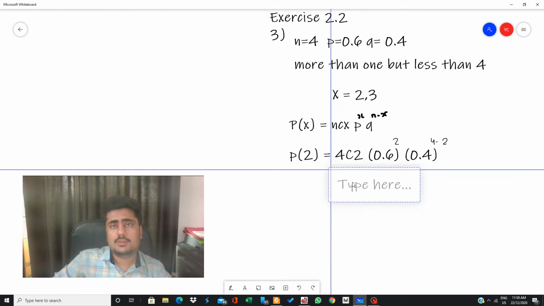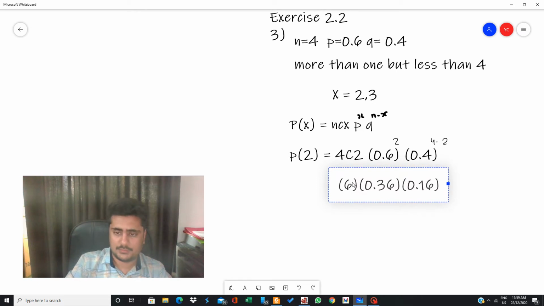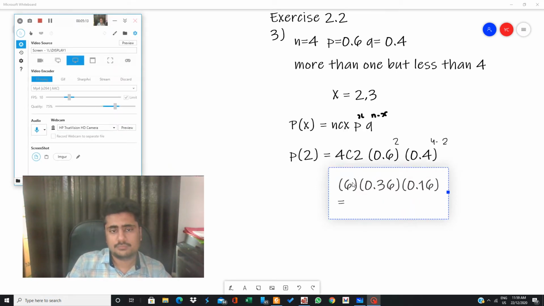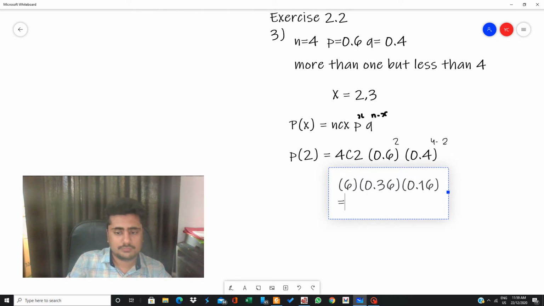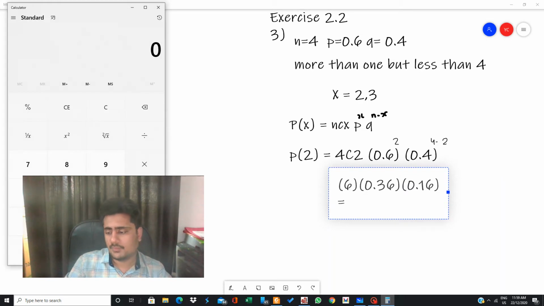Now what is 4C2? 4C2 is 4 into 3 is 12, 12 by 2 is 6. 0.6 raised to 2 is 0.36 and 0.4 raised to 2 is 0.16. This calculation is 6 into 0.36 into 0.16, which gives 0.3456.